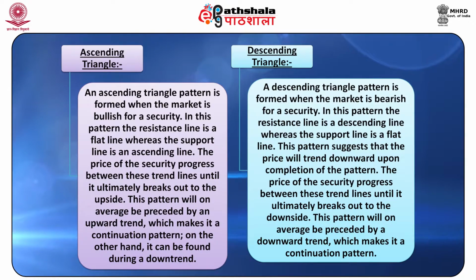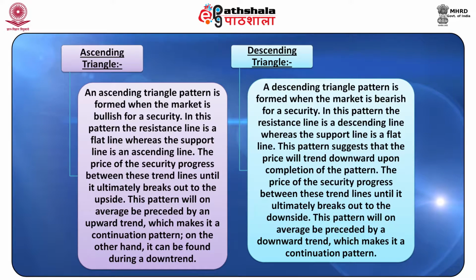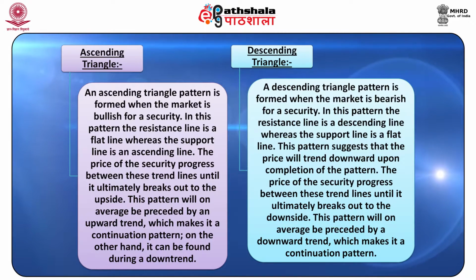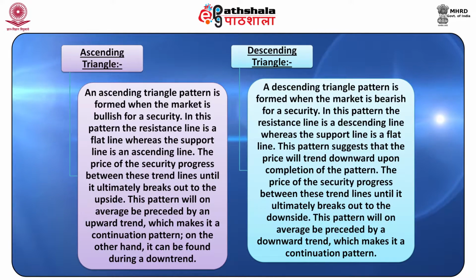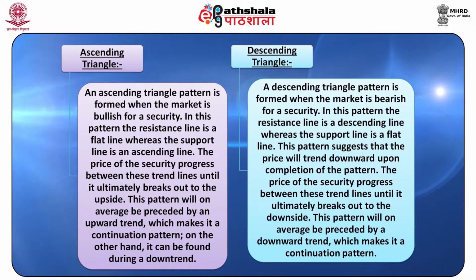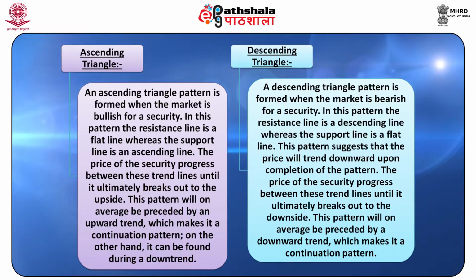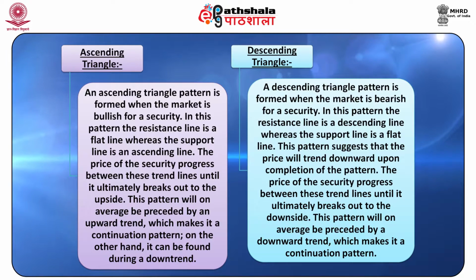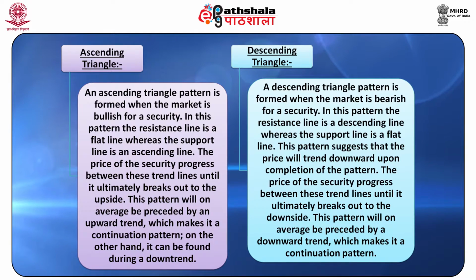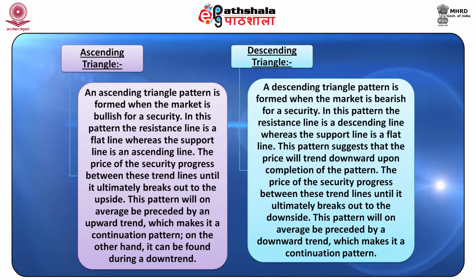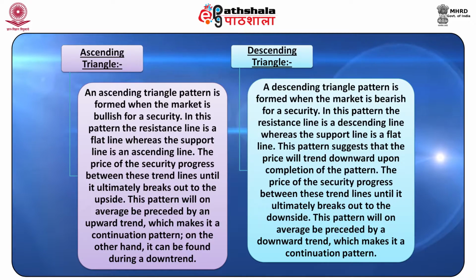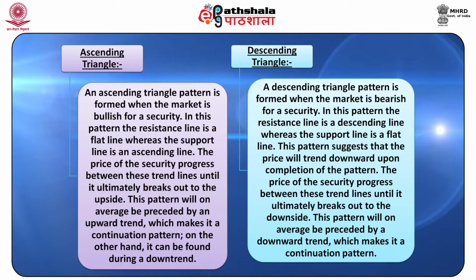Next, ascending triangle. An ascending triangle pattern is formed when the market is bullish for a security. In this pattern, the resistance line is a flat line, whereas the support line is an ascending line. The price of the security progresses between these trend lines until it ultimately breaks out to the upside. This pattern will on average be preceded by an upward trend, which makes it a continuation pattern. On the other hand, it can be found during a downtrend.